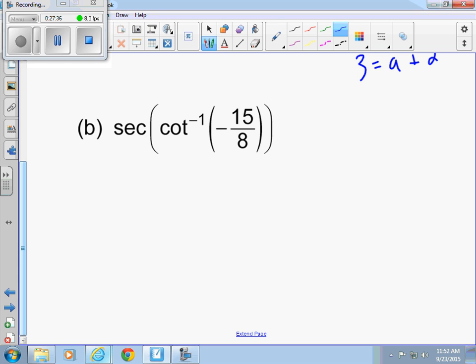Right? What quadrant is cotangent inverse negative? Quadrant 2. Why quadrant 2? It's negative, and it's only defined in the first and second quadrants. Cotangent is adjacent over opposite. So which one of those two things is negative? The 15. How do you know? Because the 8 goes up. And how do you find the third side?